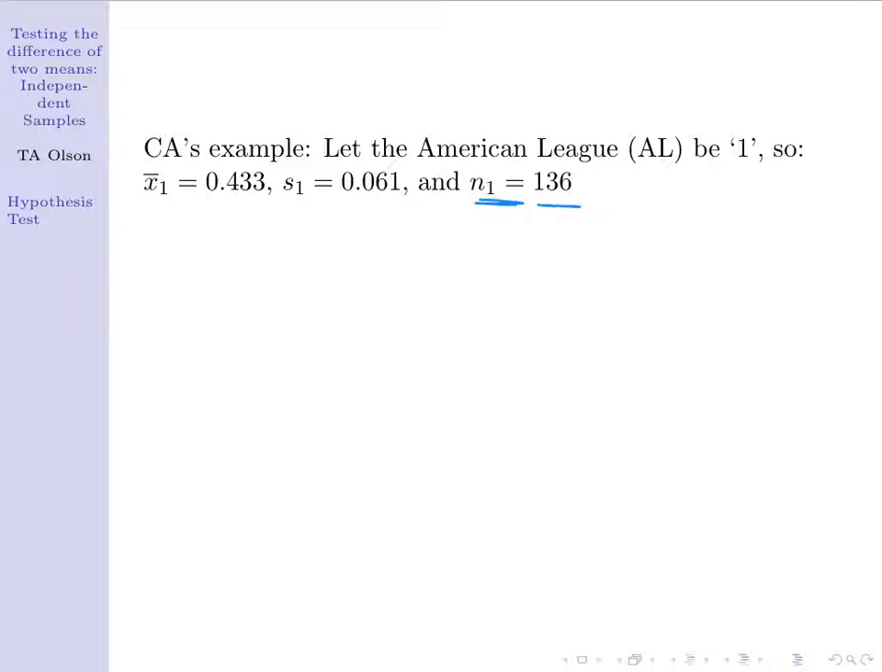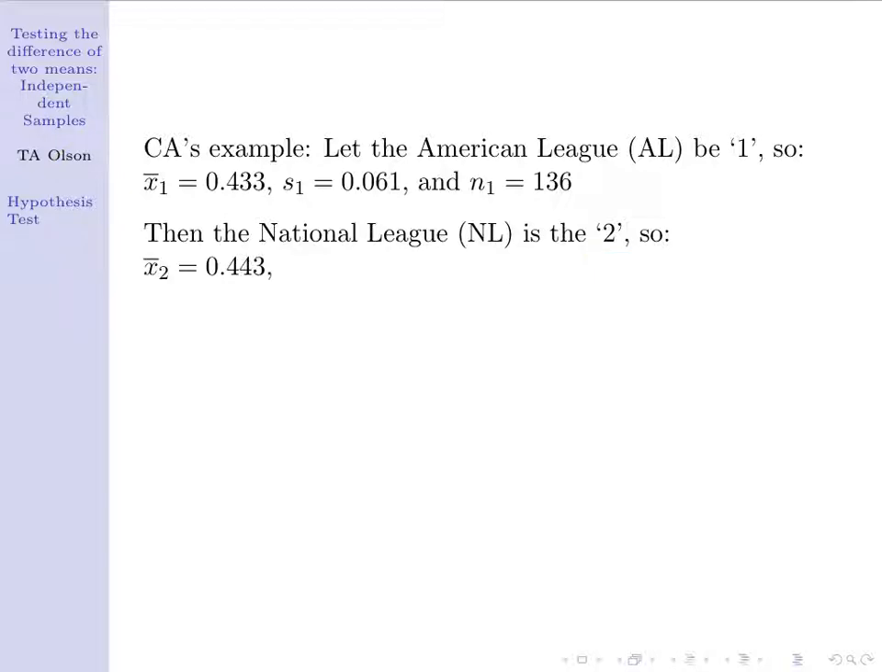So if our American League is our ones, then our National League has got to be the twos. So again, labeling things properly. Our sample mean for population 2 is .443. Our standard deviation for our second sample is .63. And the sample size for our National League, our twos, is 122.